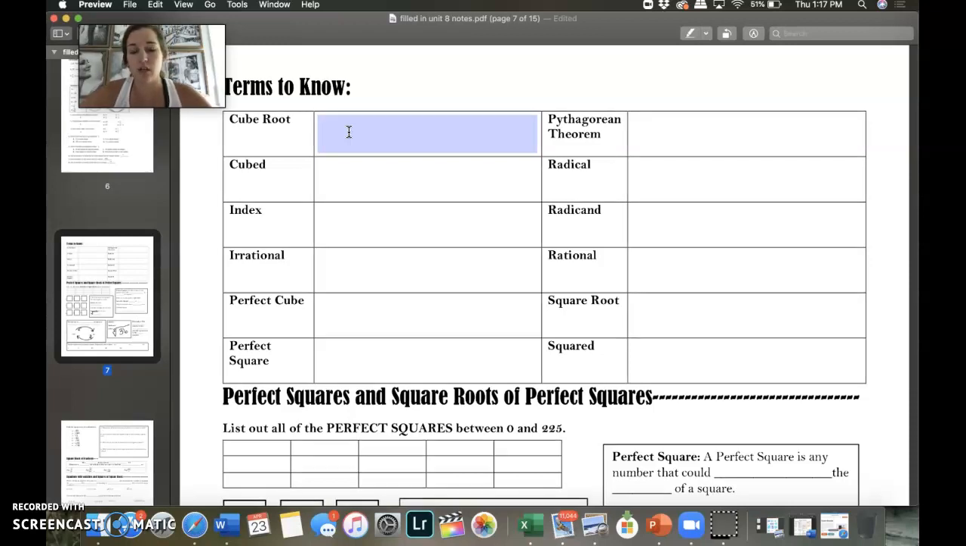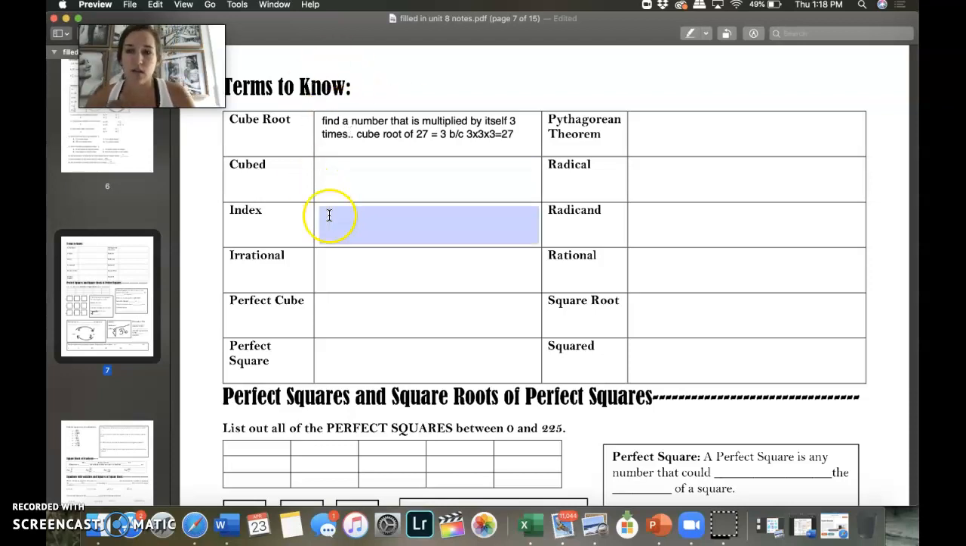So the cube root is telling you to find a number that is multiplied by itself 3 times. So for example, the cube root of 27 equals 3 because 3 times 3 times 3 equals 27. So that's a math problem. So it's cube root. The index there is going to be 3.